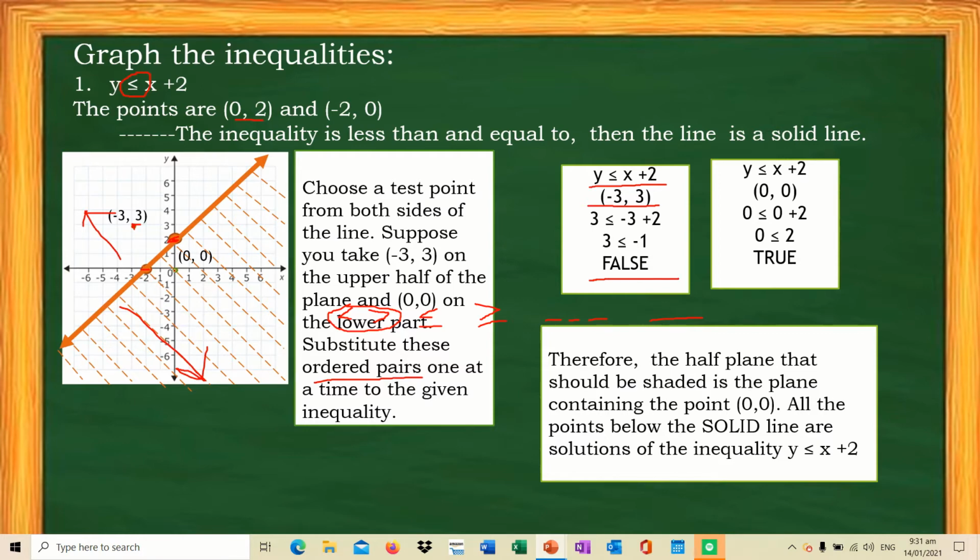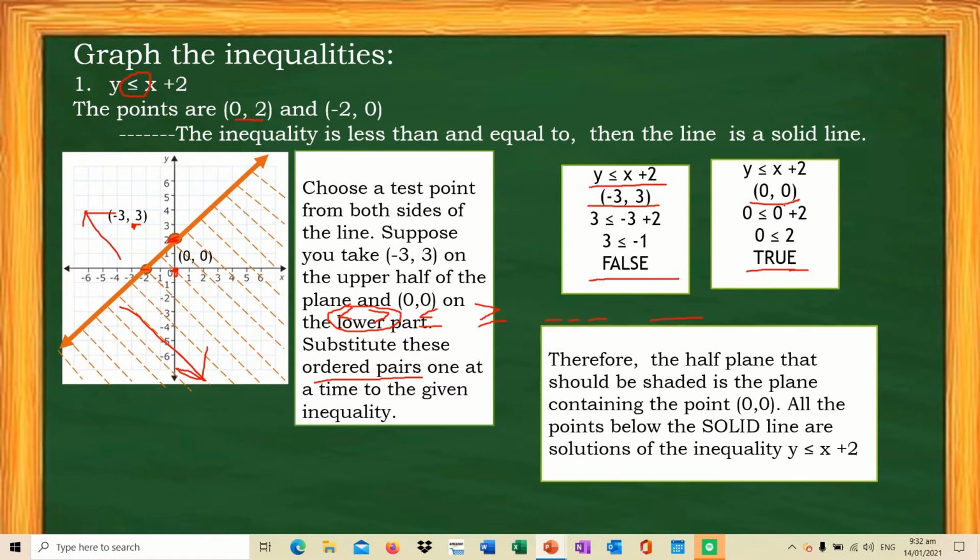Dito naman sa lower side ng line, ang napili nating point ay ang coordinate niyan is (0, 0). So, x is 0, y is 0. Okay, so 0 is less than or equal to 0 plus 2. 0 plus 2 is 2, so 0 is less than or equal to 2. Analyze if it is true or false, and that is true. So the ordered pair that makes the inequality true, yan yung kasama sa solutions ng given inequality. Ibig sabihin, siya yung madadaanan ng shaded region ng inequality.